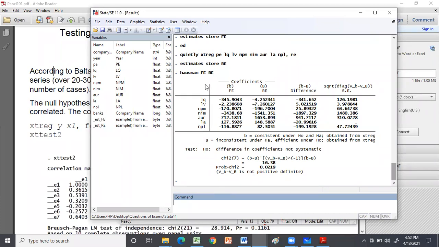Okay, up to this discussion, is it clear to everyone? Yes, sir. Yes, sir. Okay, now what is the output we have after running the Hausman test?